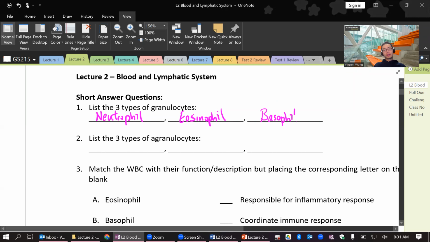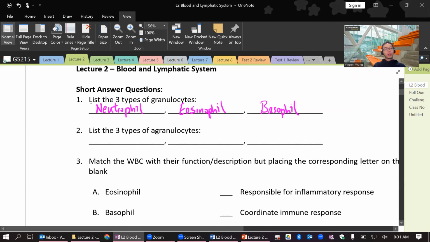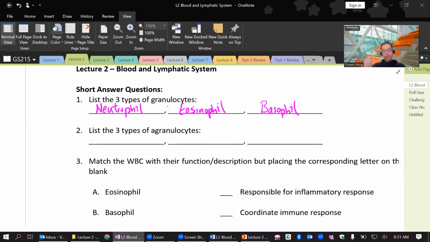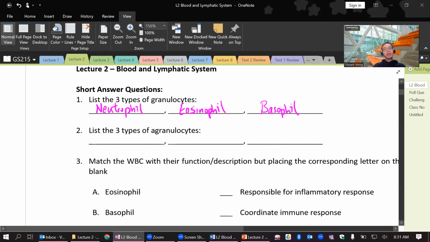The last one that we talked about is something called basophil. The basophil plays a role in inflammatory response. Okay, inflammation. So those are the 3 types of granulocytes. We also talked about agranulocytes. These are cells that do not have visible granules. They have granules, but when you stain them, they just don't take up the dye as much, so you can't really see them too well. And we have 3 examples.